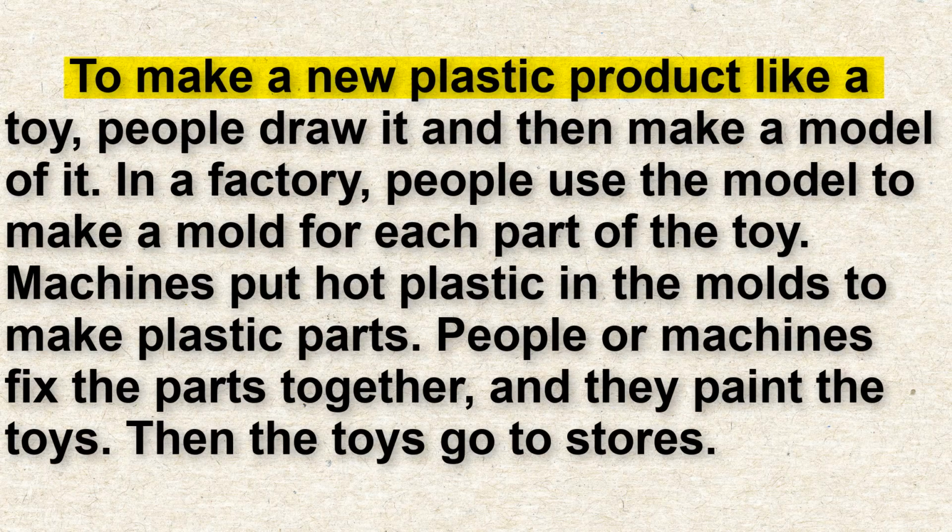To make a new plastic product, like a toy, people draw it and then make a model of it. In a factory, people use the model to make a mold for each part of the toy. Machines put hot plastic in the molds to make plastic parts. People or machines fix the parts together, and they paint the toys. Then the toys go to stores.